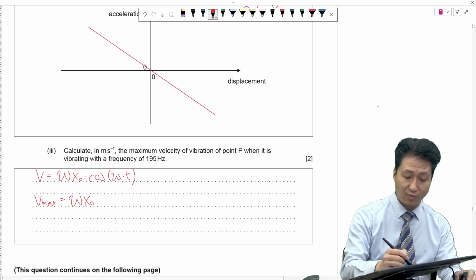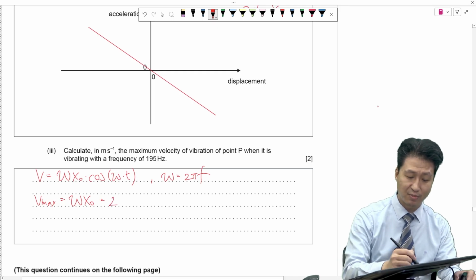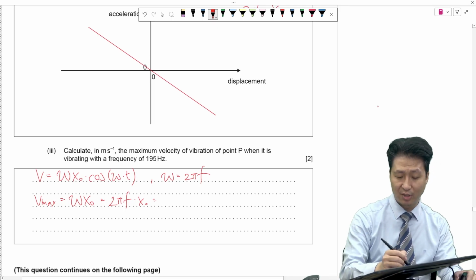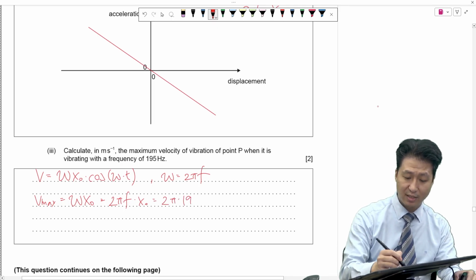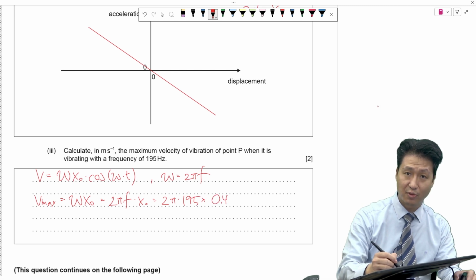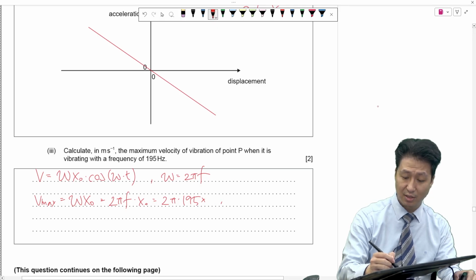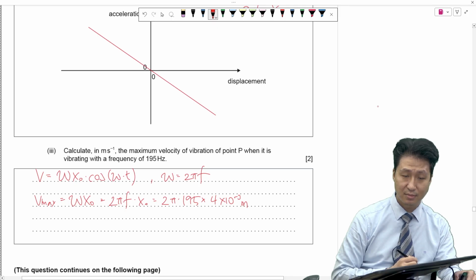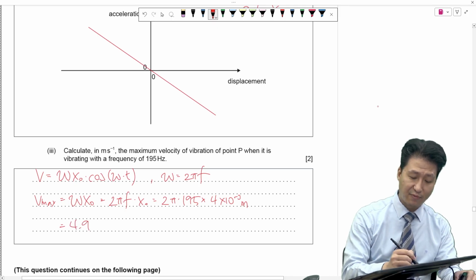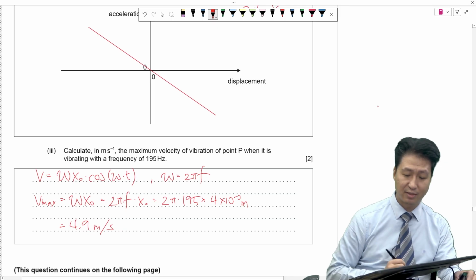In this case, we know that the angular velocity is 2 pi times the frequency. So let's replace that. 2 pi times the frequency times the amplitude. And we have all the information we need. 2 pi times 195 Hertz multiplied by 0.4 centimeters, which is 4 times 10 to the negative 3 meters. And the maximum velocity will be about 4.9 meters per second.